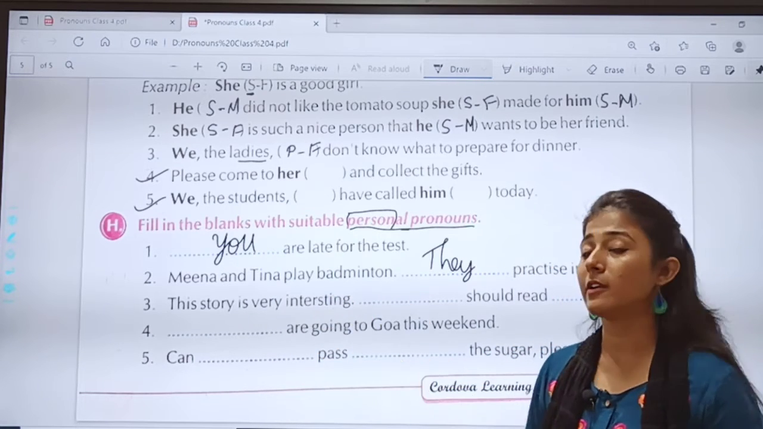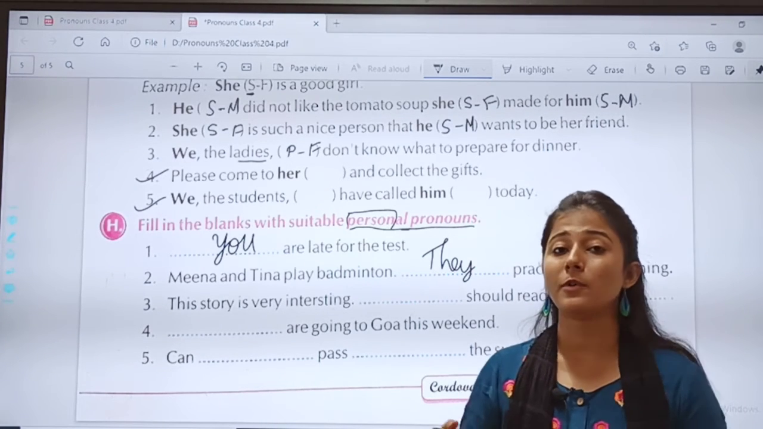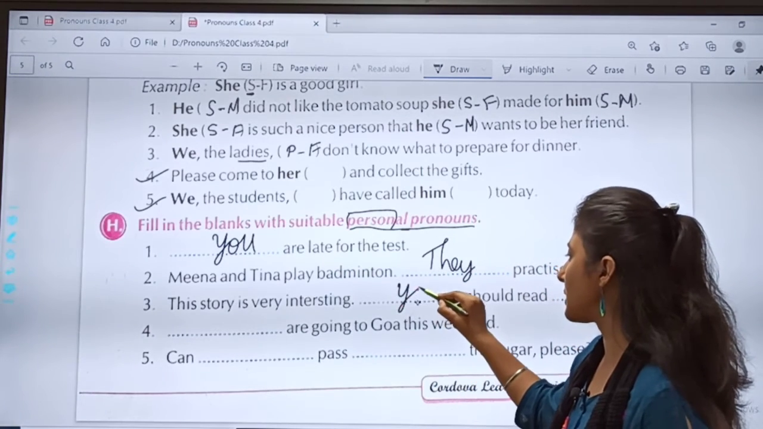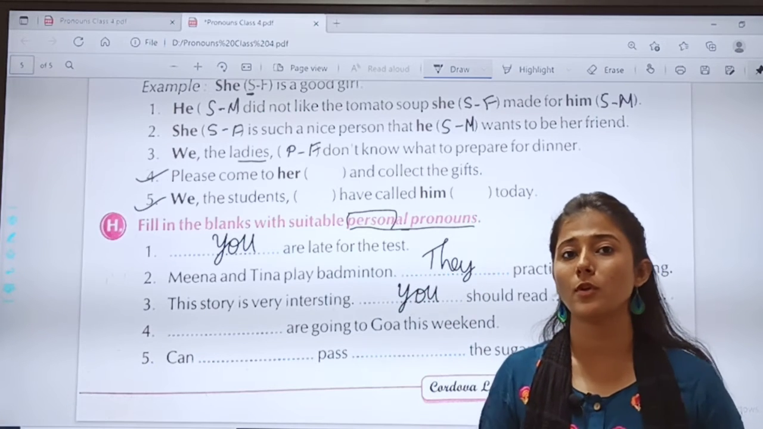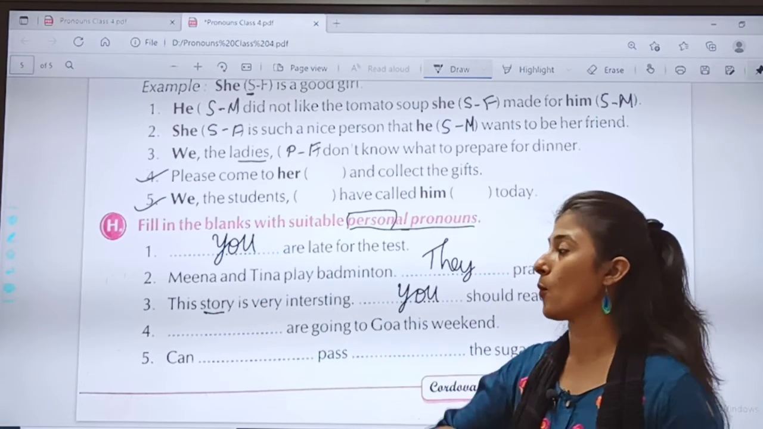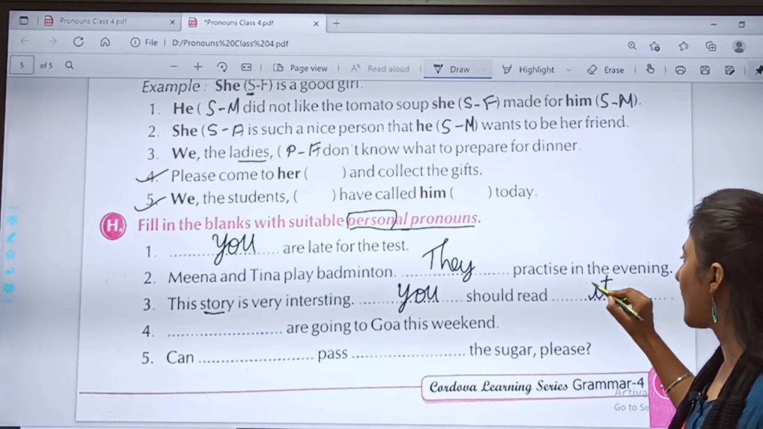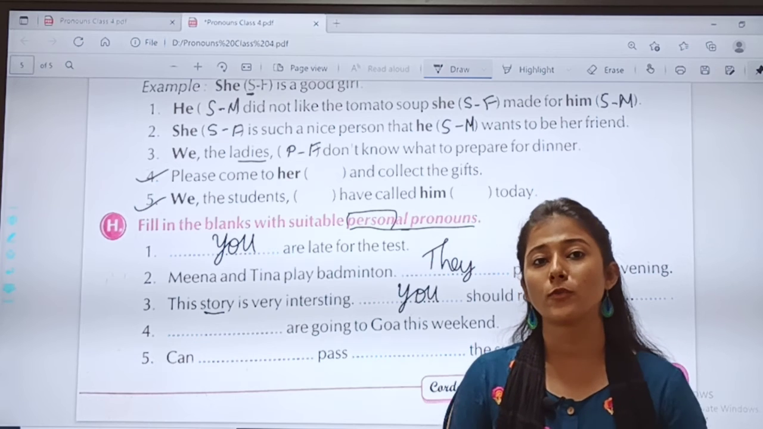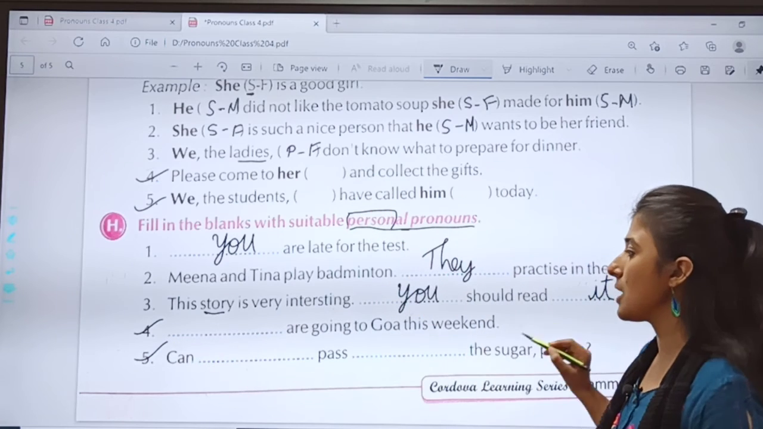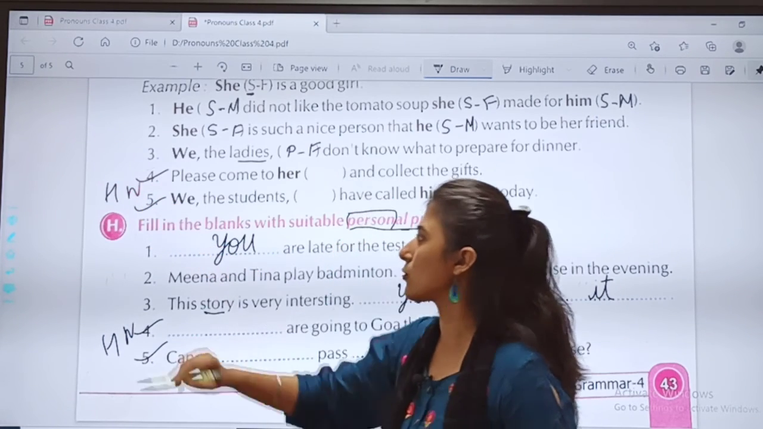This story is very interesting. Dash should read dash. See, I will tell you that children, this story is very interesting. You should read. I will not tell the name of each one of you. Instead, I will tell you should read, and in the place of story, what can you write? It. You should read it. Okay. Now, in this also, 4 and 5 you can do as your homework. See, in exercise G and H, in both you will try by yourself. I told you the answers of 3.